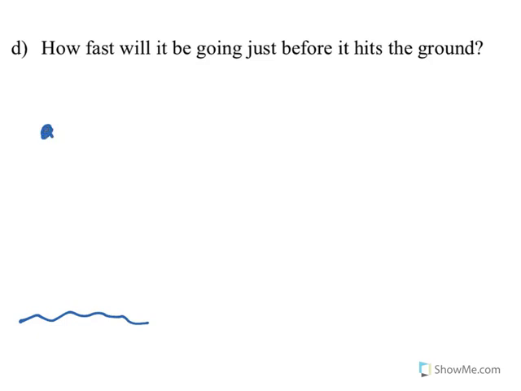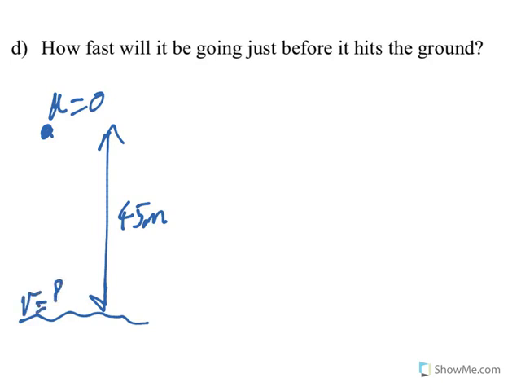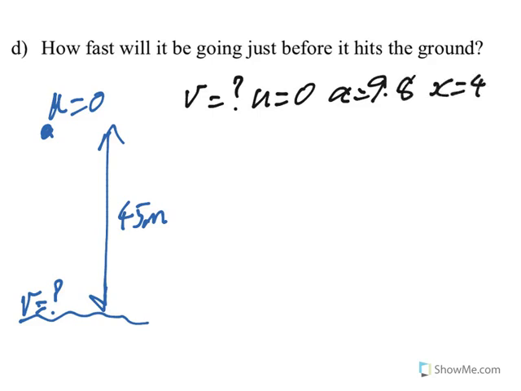how fast is it going just before, on the instant before it hits the ground? So again, we know that's 45 metres. We know u equals 0, and we want to know what v is down here. Alright, so what do we know? v is what we're after. u we know is 0. a is 9.8. And x is 45. So we want the one that's got those in it. And I believe that would be v squared equals u squared plus 2ax.